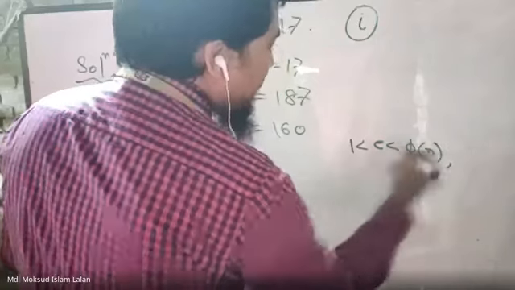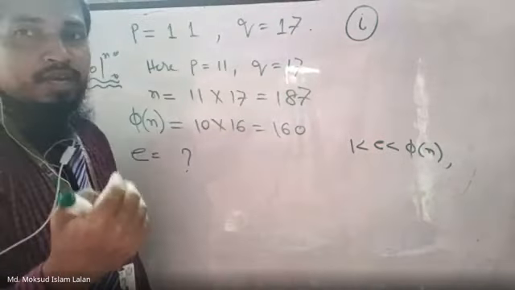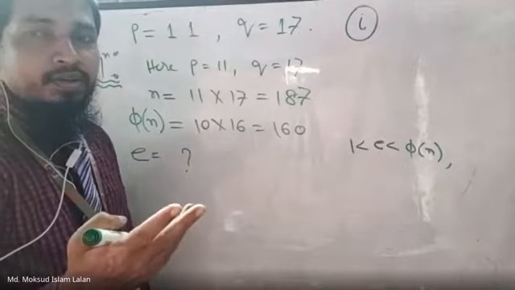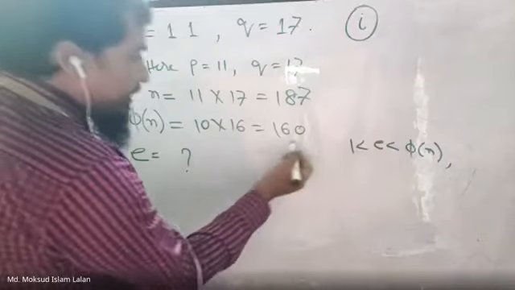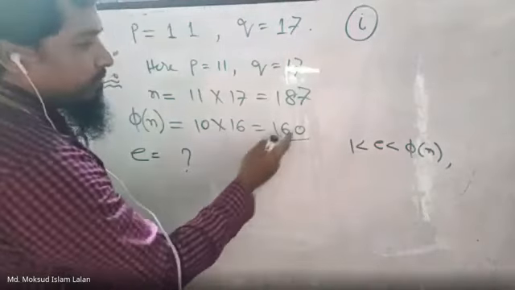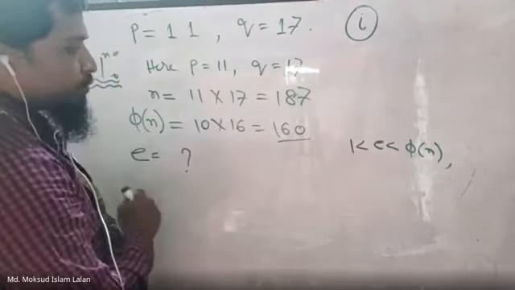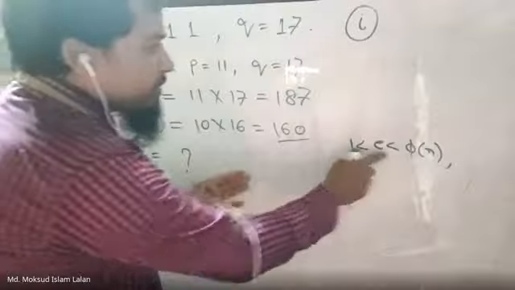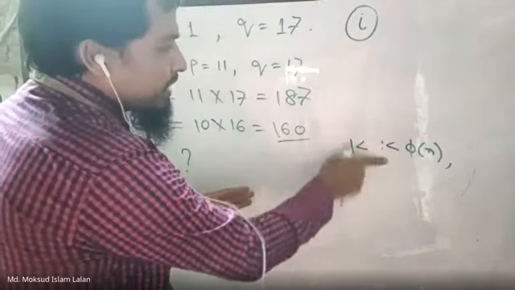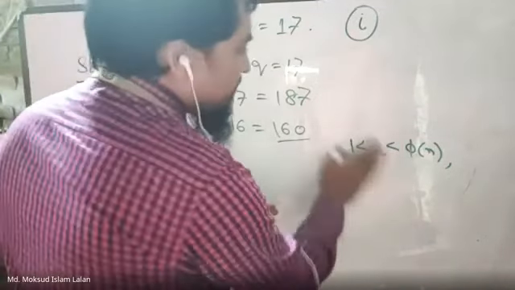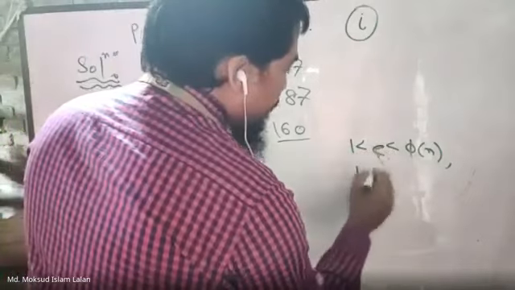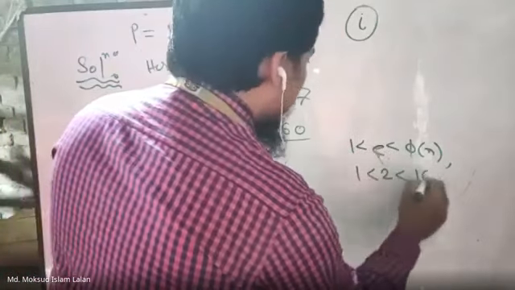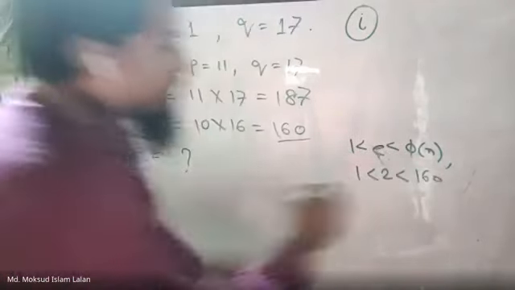And GCD of E and phi of n is co-prime, right? There will be no common factor. So here, dear student, this is the phi of n, and what will be the E? E must be greater than 1. So you can consider 2, right? Because this satisfies the first condition. If you consider 2, this is our condition: 1 less than 160. This is good. But what about the GCD?